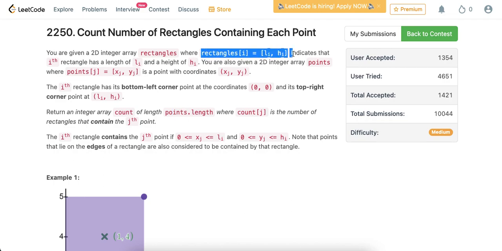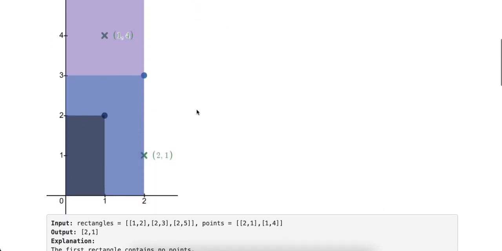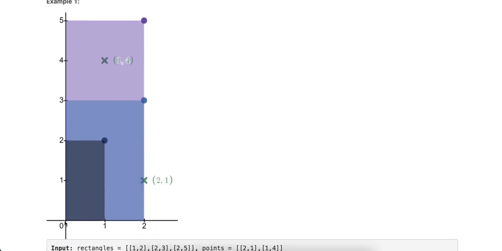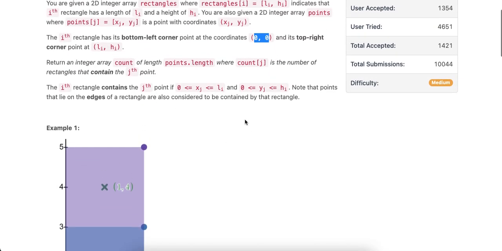The rectangles are described by this data structure, li, hi, where the bottom left of the rectangle is always 0, 0. So what it means, for example, here, every rectangle is always going to be in this quadrant, because it is described by 0, 0 and the li, hi. So this is the li, hi point for each of the rectangles.